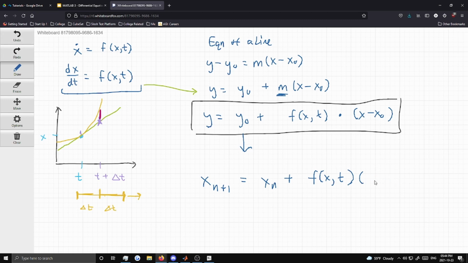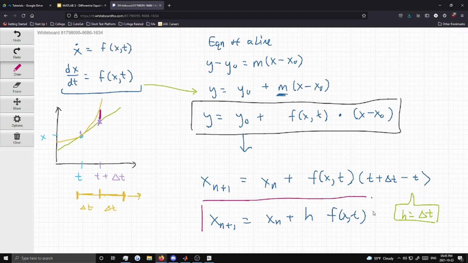Sorry, this would not be x, this would actually be t plus delta t minus t. And as you can see, the t's here would cancel and we're just left with the delta t. So, and we have a term for that, we just call it h, or the delta step. But this can be further simplified into h times f of x, t, where we defined h as delta t from here. Okay? So, this is pretty straightforward, right? We know what this is. This is the equation of a line.